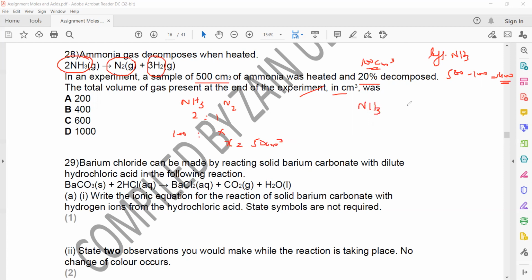And for hydrogen, the ratio of ammonia and hydrogen is 2 to 3. So if 100 cm cube, this will be x, cross multiply. So it will be 300 divided by 2. So this will be 150 cm cube.